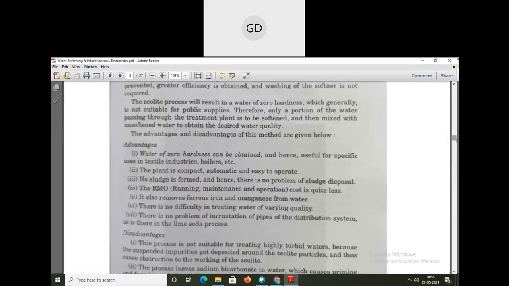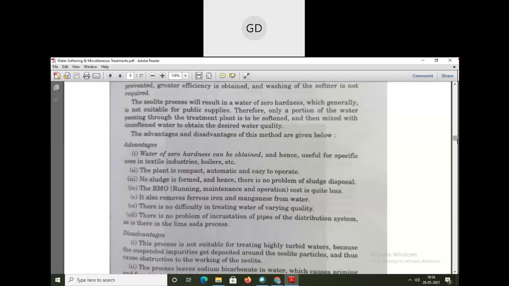Now we have the advantages and disadvantages of using the zeolite softening process. What are the advantages? When you use the lime soda process, you cannot expect the water to be of zero hardness. But when you use the zeolite ion exchange process, you can expect zero hardness, which means you can completely remove the hardness from the water. You can use the water for specific uses, like textile industries or boilers, so incrustations will not happen. The plant is compact, automatic, and easy to operate, with no need of skilled supervision.